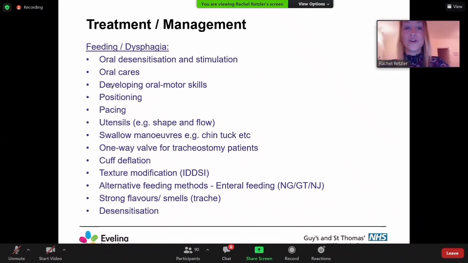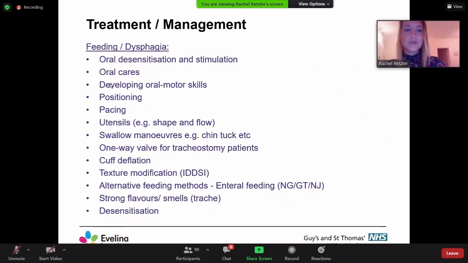So with our overall assessment, speech and language therapists look to treat and manage feeding and dysphagia, and some ways that we do that is through oral cares. Putting an oral care plan in place can be very important. Oral desensitization and stimulation plans, developing oral motor skills as needed, changing position and pacing, and training and educating parents and people who will be feeding that child, looking at different utensils and bottles and cups, looking at different swallowing maneuvers such as chin tuck.